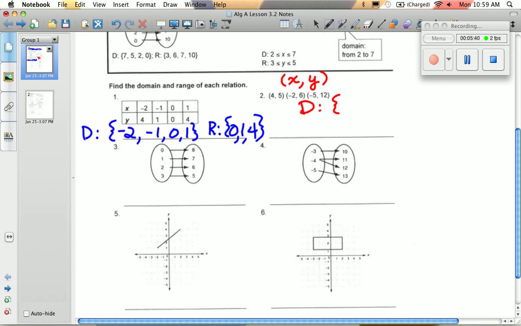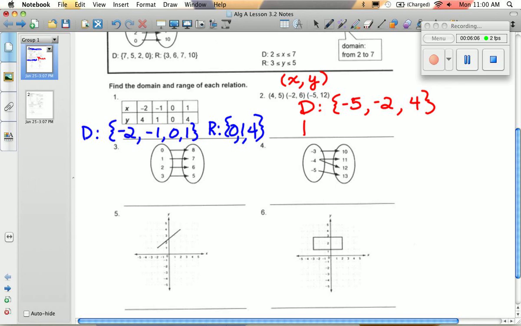So remember, we're going to go from smallest to largest. So how would our domain be then, Trey, do you think? -5, -2. -5 is the smallest, -2 is the next smallest, and the last one is 4. Okay.